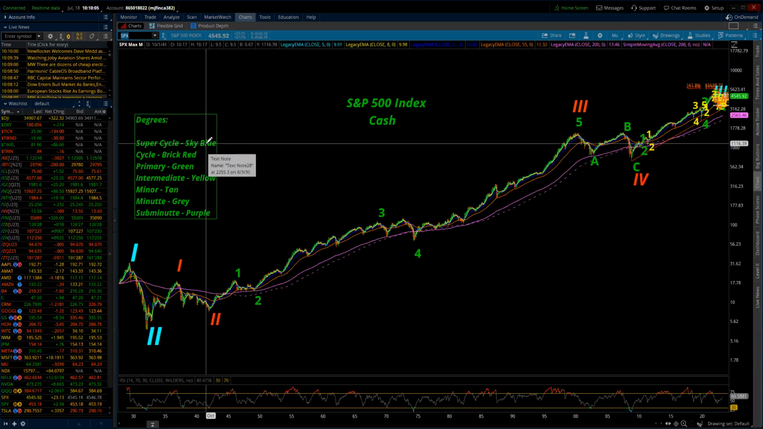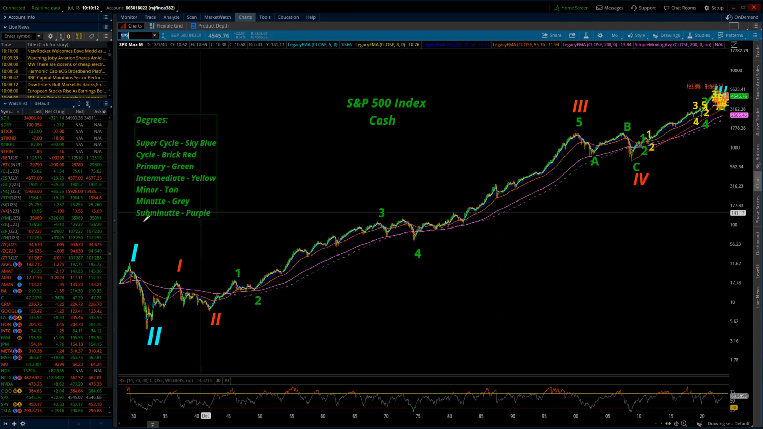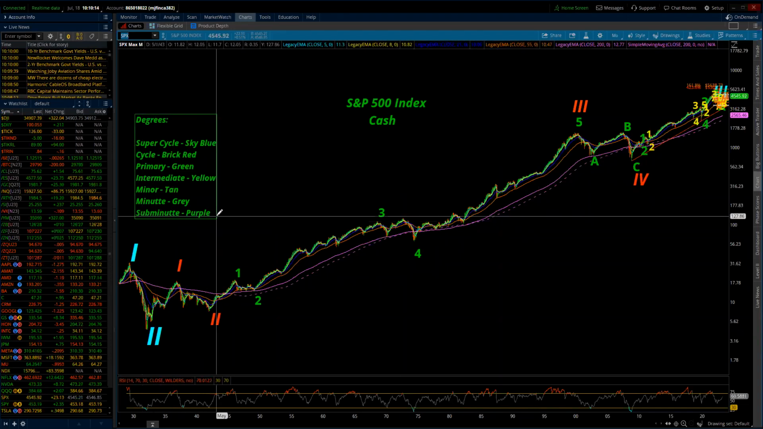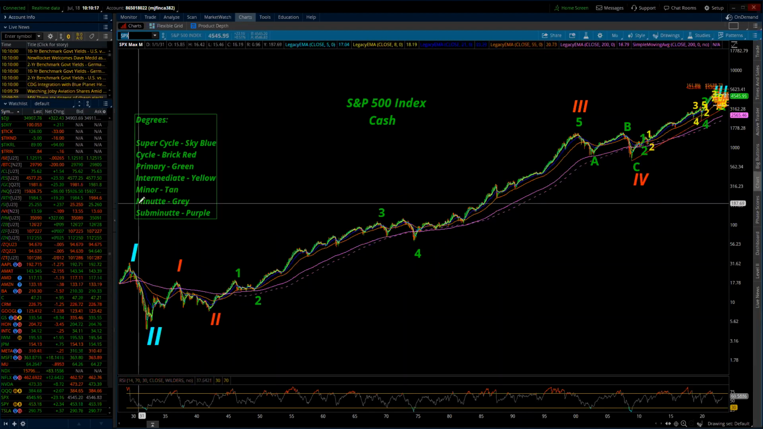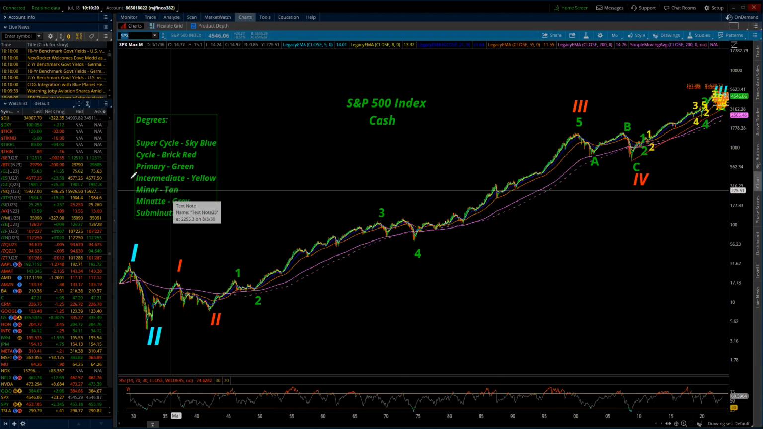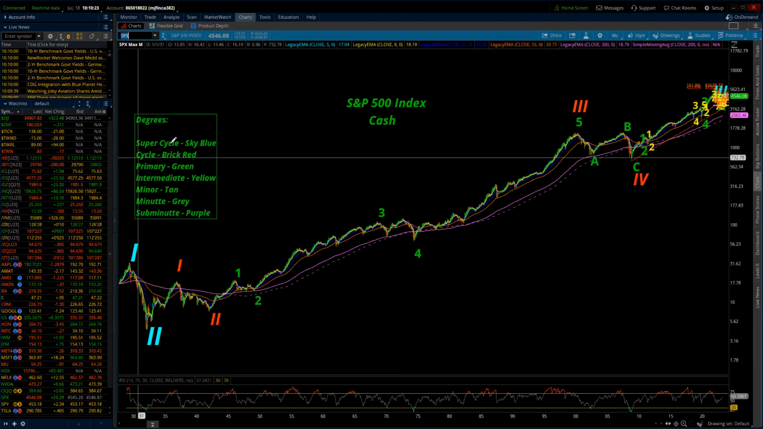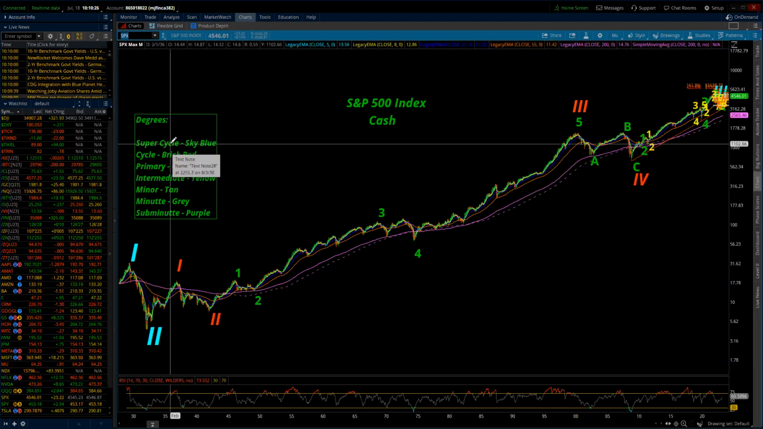So again, what we need to understand is how that plays out. The smallest degree that I'm including in all my charts is a sub minuet. Then you have a minute, and then a minor, an intermediate, a primary, a cycle, and a super cycle. So here's the other key.